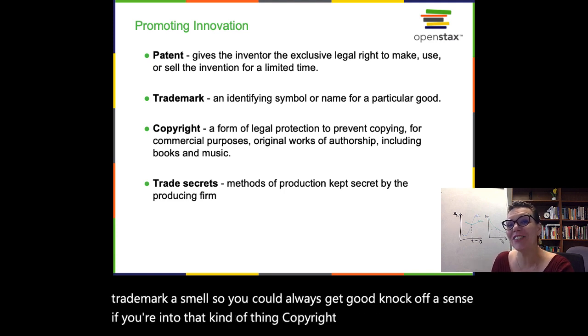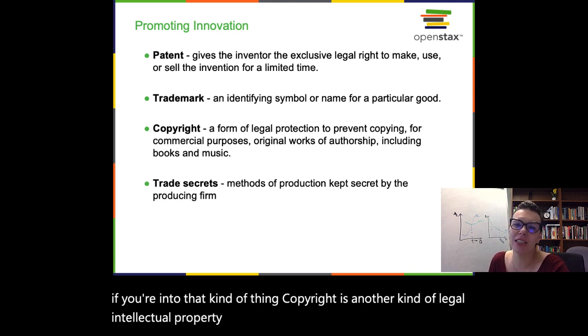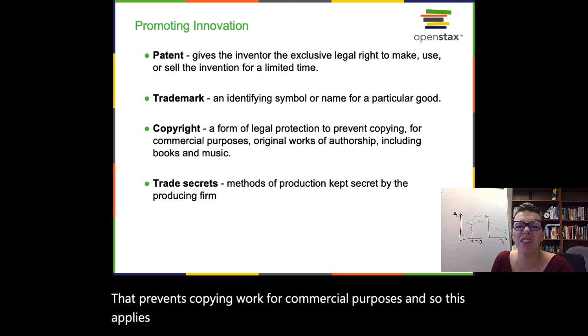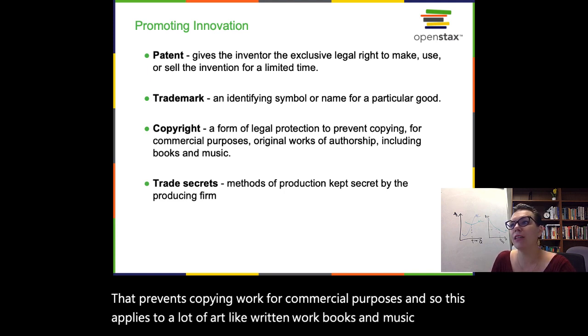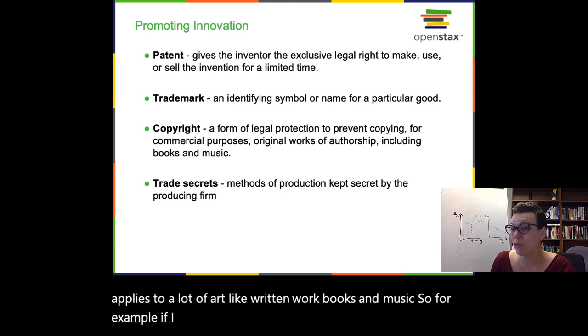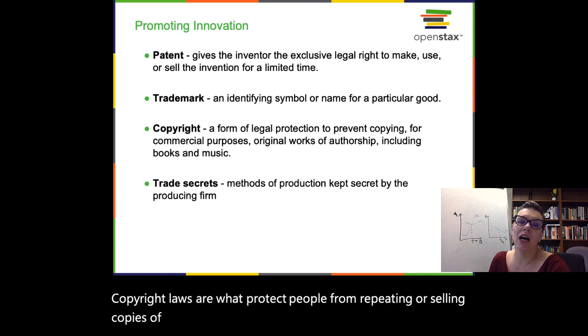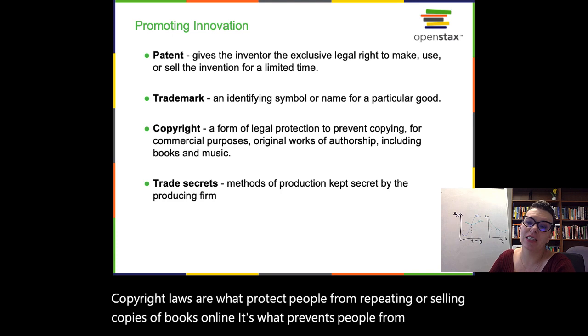Copyright is another kind of legal intellectual property protection. It is a legal protection that prevents copying work for commercial purposes. And so this applies to a lot of art, like written work, books, and music. So, for example, if I write a book, you can't reproduce it and sell it. Copyright laws are what protect people from repeating or selling copies of books online. It's what prevents people from distributing movies and those kinds of things.